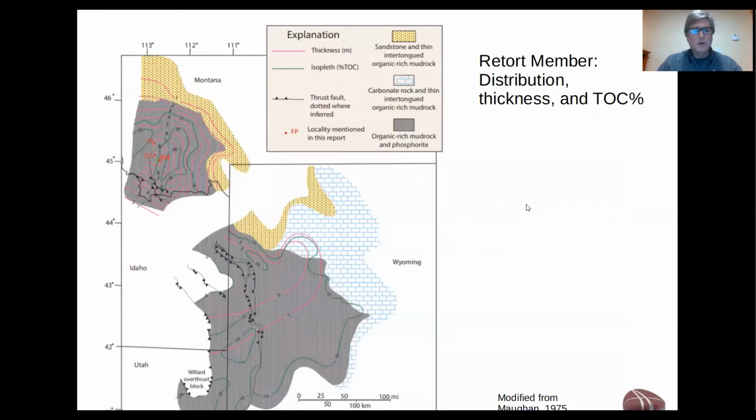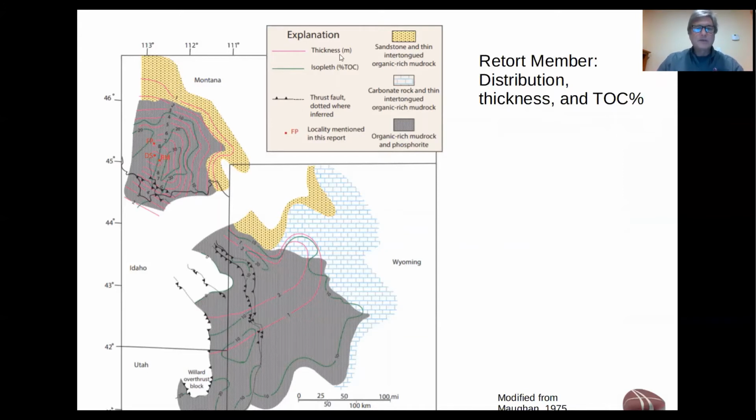All right. Let's move to the Retort member. Now, this is the younger of the two organic-rich mudstones within the Phosphoria. And for the most part, the Retort is best developed in southwestern Montana. You can see here, again, this is work from Edwin McKelvey and the USGS 1975, that the thicknesses are greatest here in southwestern Montana. So the Retort member gets up to about 8 meters thick in southwestern Montana, and it only is as thick as about 2 meters here in southeastern Idaho and adjacent parts of Wyoming and so forth.